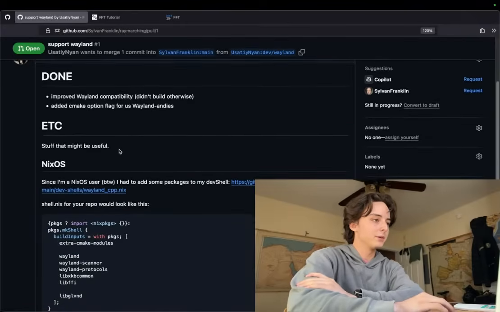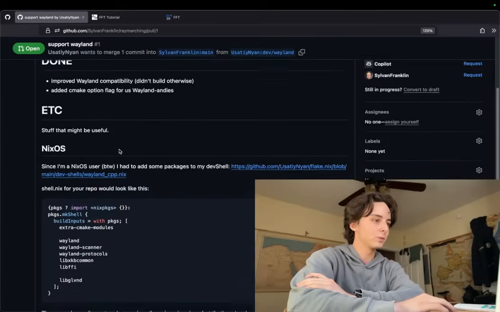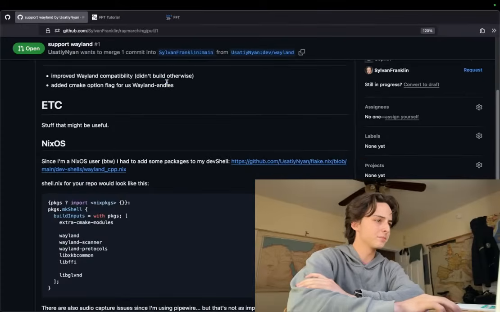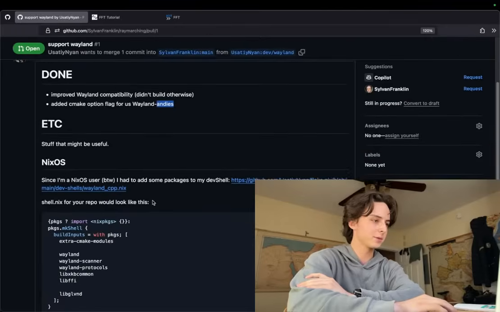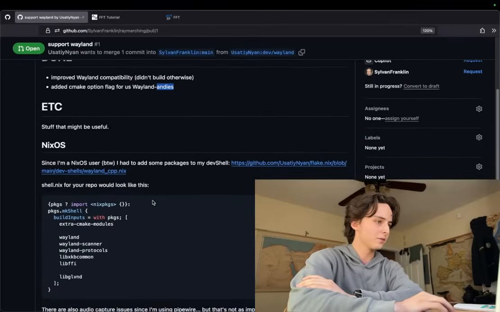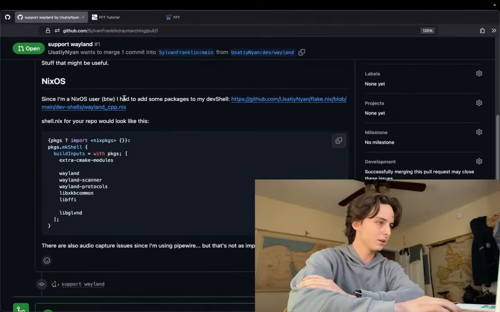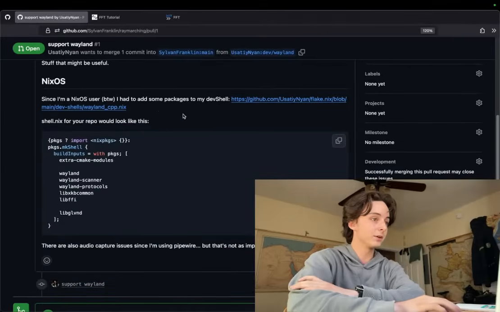Improved Wayland compatibility. Added CMake option for Wayland Andes. I guess this guy is named... Oh, he's not named Andy. That's some kind of version of Wayland. Since I'm a NixOS user, by the way. Okay, so there's some Nix stuff in here.